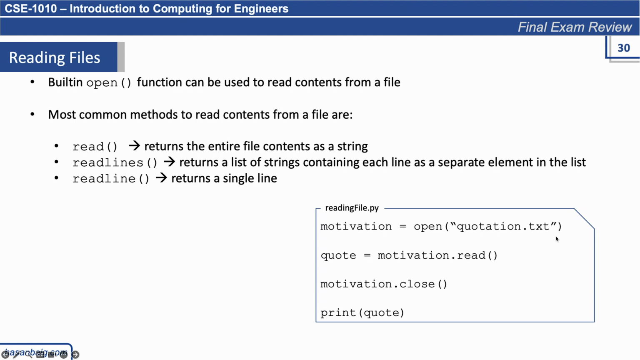quotation.txt, it is assumed that this file is placed in the same directory where this reading file.py file is placed. If it is placed somewhere else, then you have to specify the full path of that file. And then quote equals motivation.read, which means that it will be reading the entire contents of this file. If I were using the readlines method, it would be reading line by line and would create a list containing separate elements, each a separate line in this file. And after reading, you close it, and then you can print whatever you want to do with it.